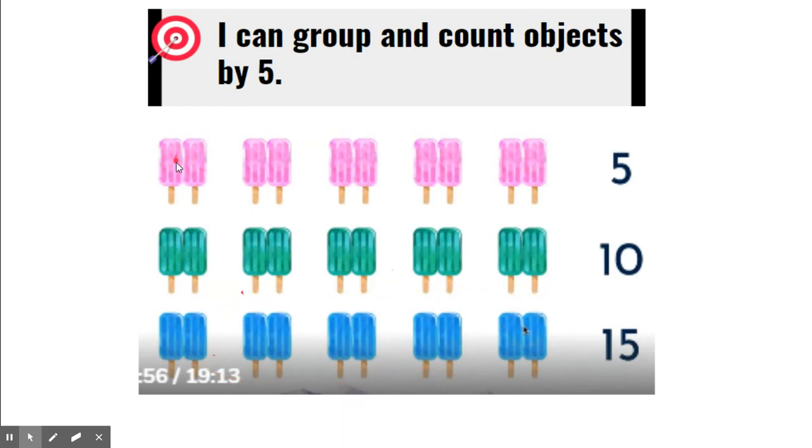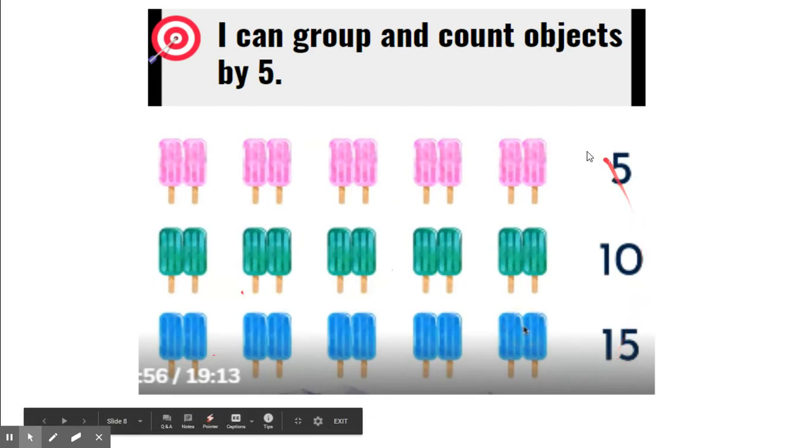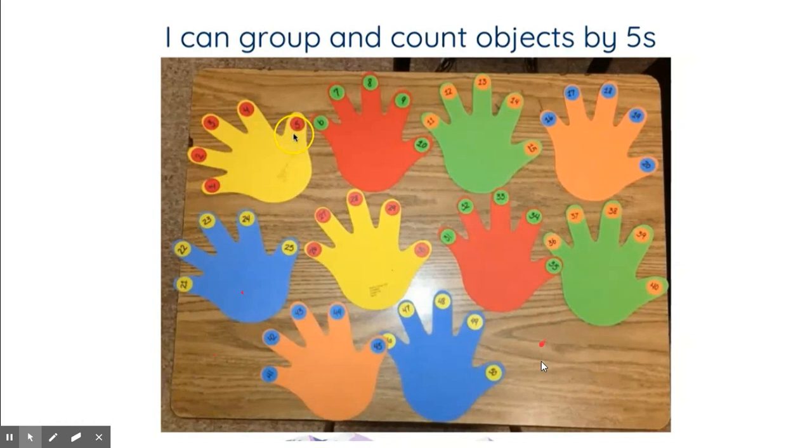Hey, what if I count them all instead of counting them by ones, which would take a while? 1, 2, 3, 4, 5. If instead I count by fives. Let me try it. 5, 10, 15. That was fast. I counted 5 plus 5 more is 10, and 5 more is 15. 5, 10, 15. Cool.